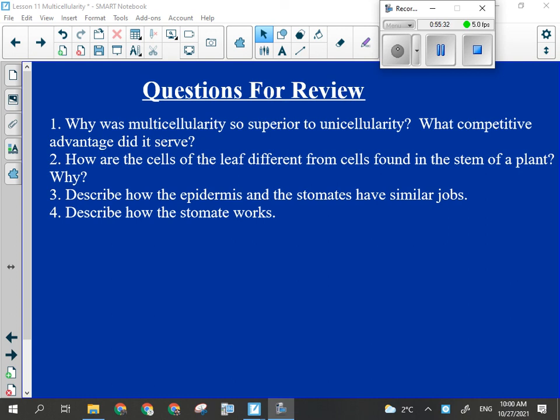So the stomate uses osmosis, water balance, to change its shape. In the mornings, when it's had all night in the dark, water is being reabsorbed because there'd be salt in the area. Water will move towards the salt, and then the guard cells will absorb it. Their vacuoles will make the stomates open.